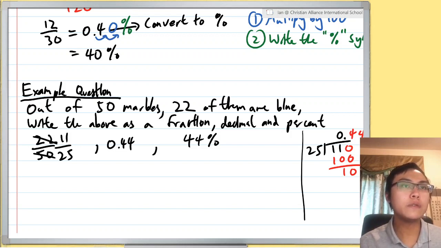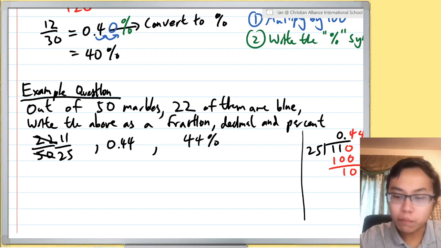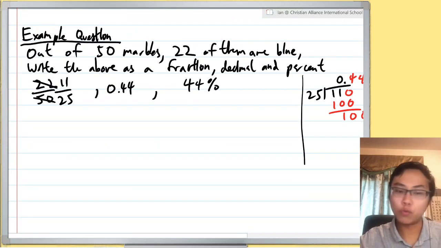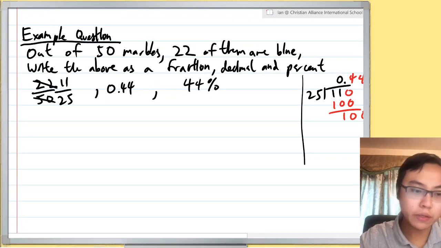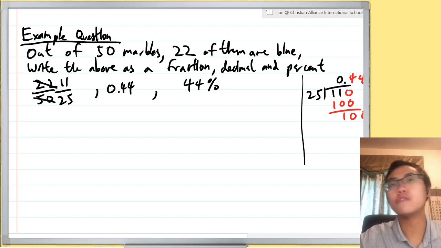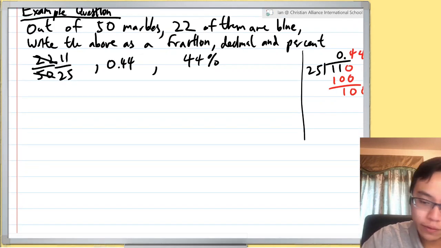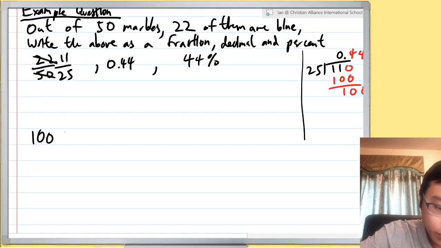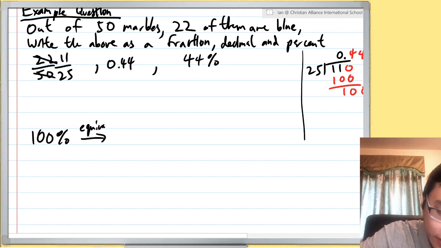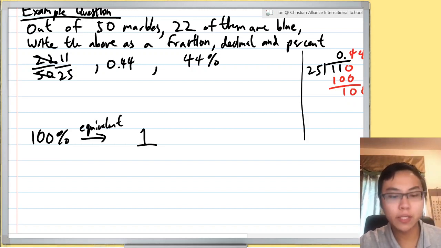Now, let's do some other examples. What if we have a number that is bigger than 1? For example, what does it mean by a percent that is more than 100, right? First of all, we have to understand that 100% is equivalent to 1 as a number. 100% is the same as 1.